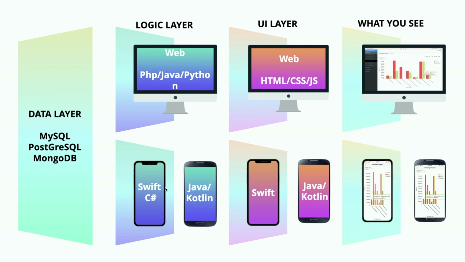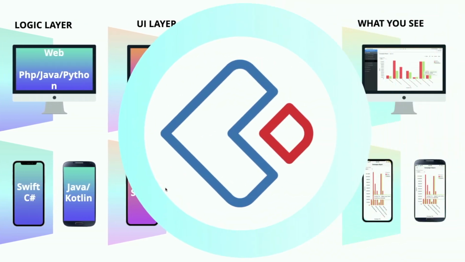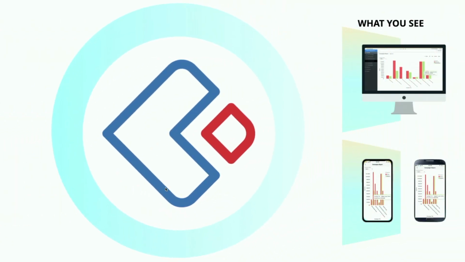And the end product is what you see on your right. So it's like data layer, logic layer, UI layer, and the final product. But Creator cuts right into this process. You just replace the whole thing, and what you build for web, you get for mobile instantly.